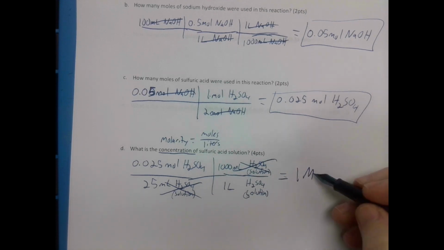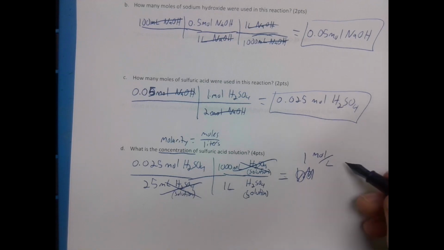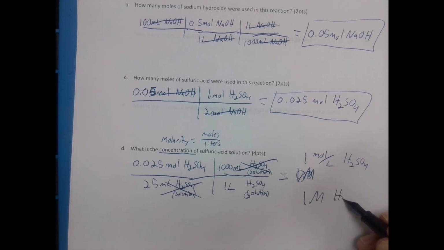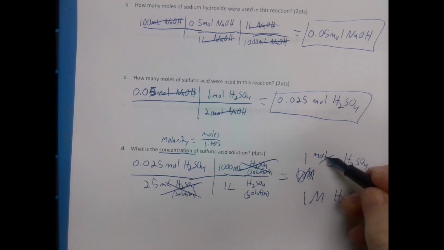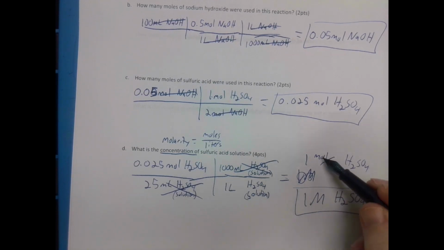So I get 1 molar, or 1 mole per liter sulfuric acid, which is equal to 1 molar sulfuric acid. Moles per liter is molarity, and we can replace mole per liter with the symbol M, capital M.